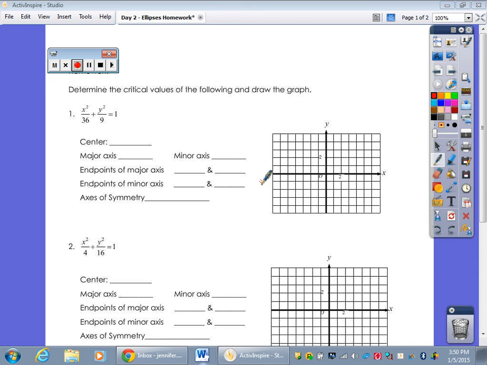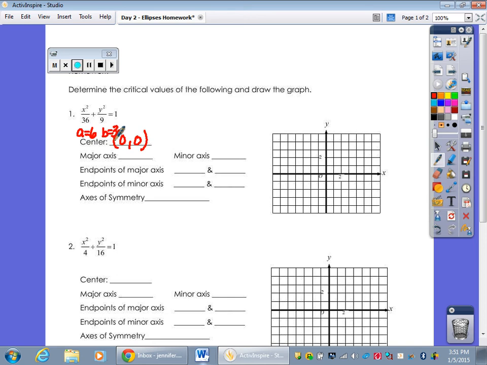If it's equal to 1, then it's in our standard form, and we can take away the center and the two major and minor axes. In this particular one, we know that the center is going to be at 0, 0 because it's x squared, not x minus something, and it's y squared, not y minus something. And we know that A is going to be equal to 6 and B is going to be equal to 3 because A squared is 36 and B squared is 9.